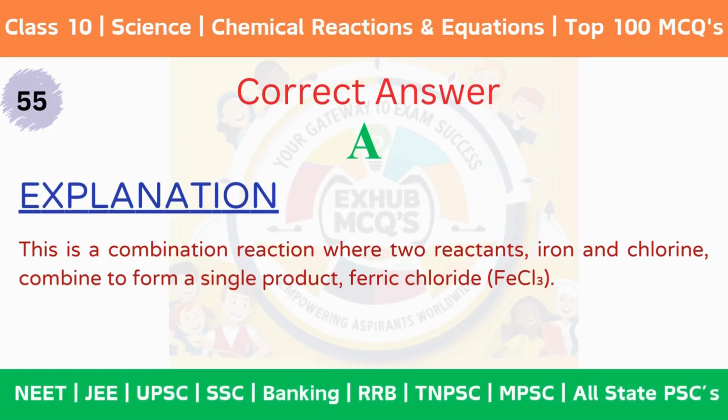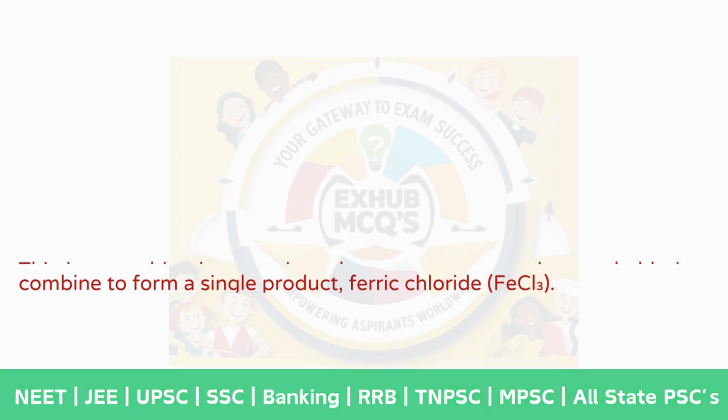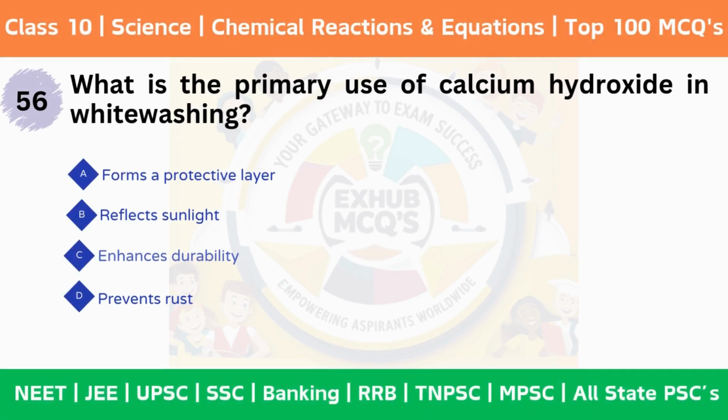The correct answer is option A, combination reaction. Explanation. This is a combination reaction where two reactants, iron and chlorine, combine to form a single product, ferric chloride, FeCl3. MCQ 56. What is the primary use of calcium hydroxide in whitewashing?